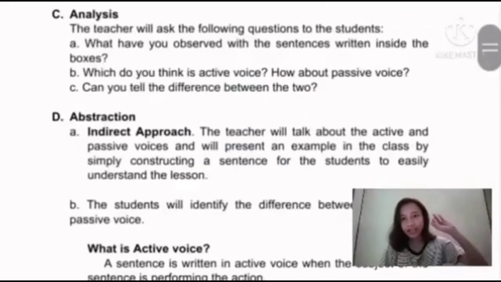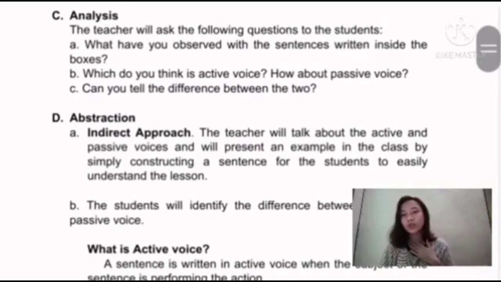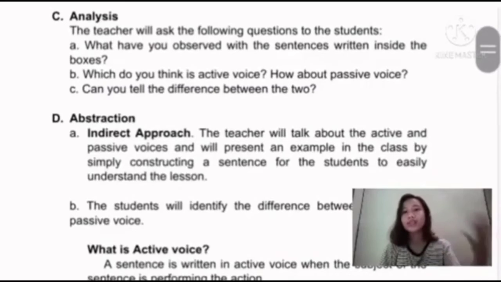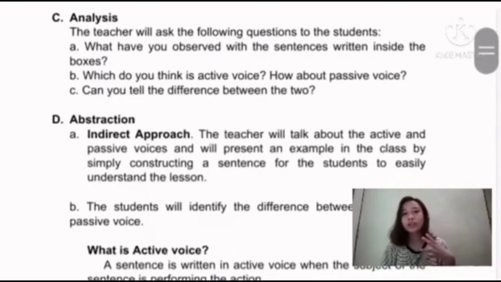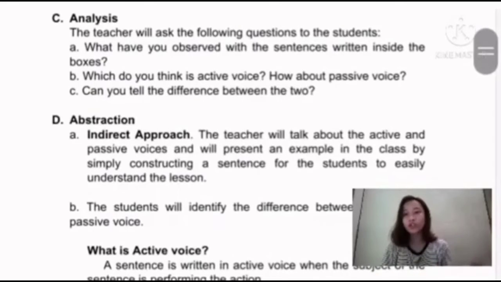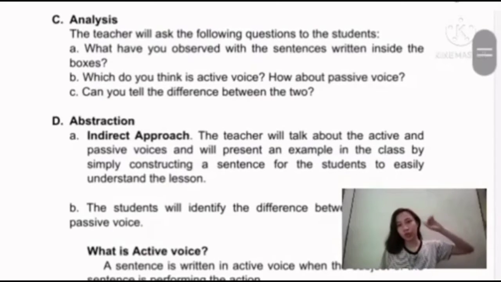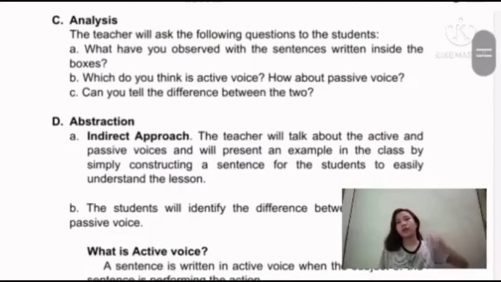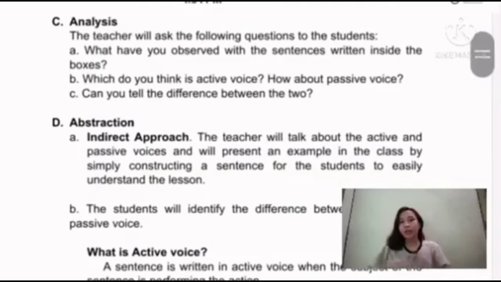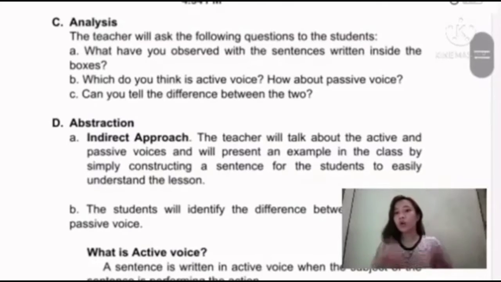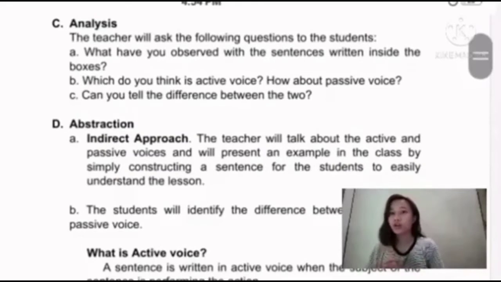Next is the analysis. Analysis is where you need to question your students. You need to ask them about what they have observed and what their thoughts are about the topic. Next is the abstraction, which is the third one. Abstraction is a discussion where you need to elaborate more about what active and passive voice are.